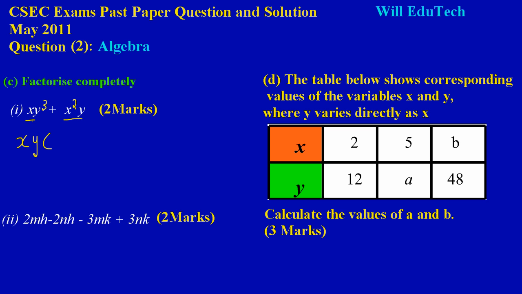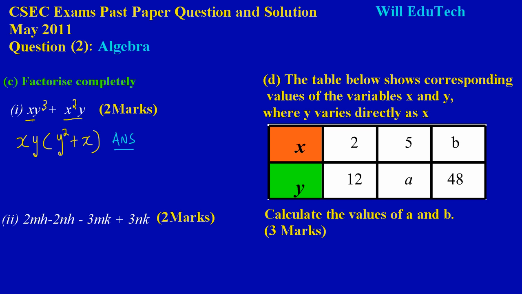I'm going to say x into x, x will cancel x, y into y cubed, y will cancel one of the y's here, leaving me with a y squared. And then x into x squared will leave me with an x, and y will cancel y. So here I have my answer. It's that easy when asked to factorize. So that would be my answer for part 1 of question 2, part C.